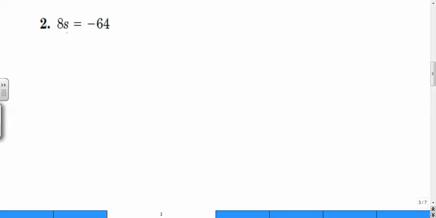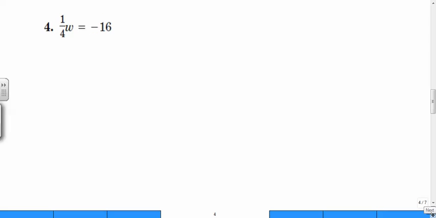Problem number 2, 8s equals negative 64, right? To find your s, you will divide by its coefficient, 8 in this case. You will divide both sides by that 8. 8 divided by 8 is 1. Your s equals negative divided by positive, which will be negative. 64 divided by 8 equals 8. Check: negative 8 times 8 is negative 64.